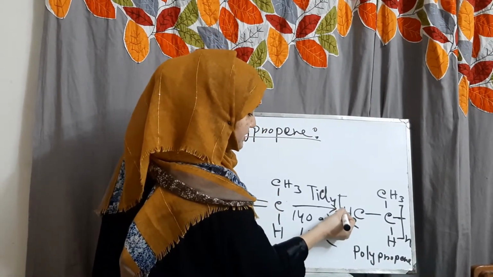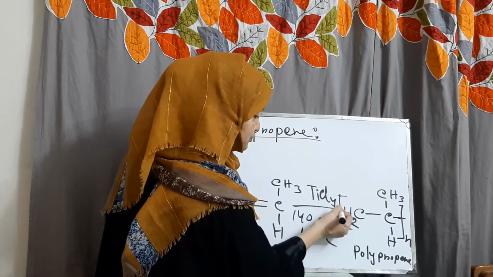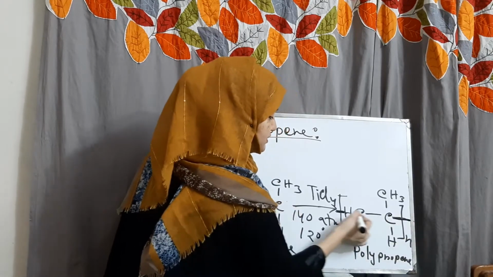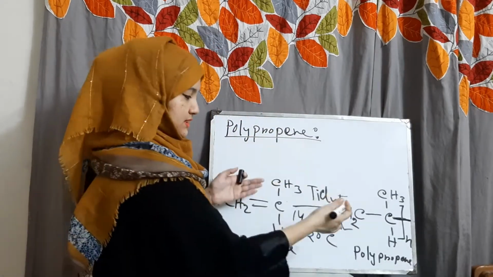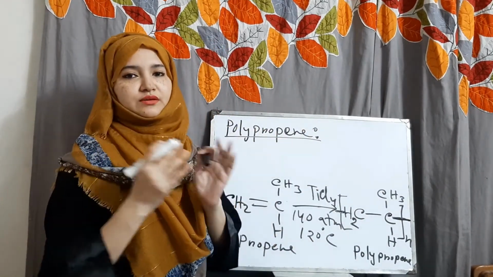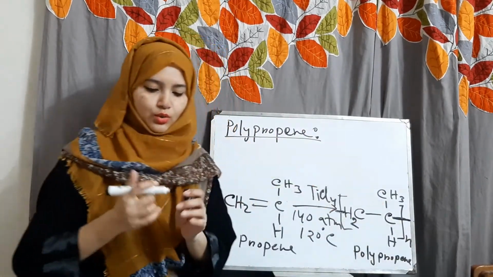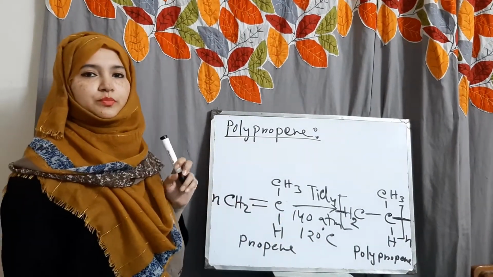Here you must show that it comes from inside to outside, a single bond. That means this propene unit, this unit repeats several times, for n times. Okay. This was the preparation of polypropene.